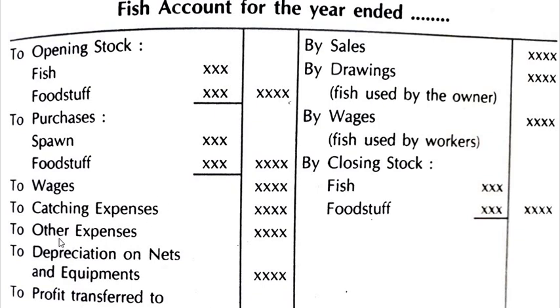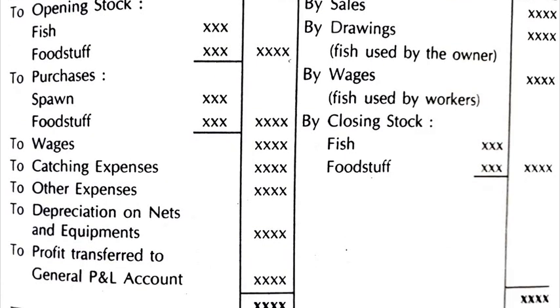The same way here, when you add the debit side and deduct the credit side, you get profit or loss transferred to general profit and loss account. So that is in terms of profit. If it is loss, it comes to the credit side, but if it is profit, it comes to the debit side.